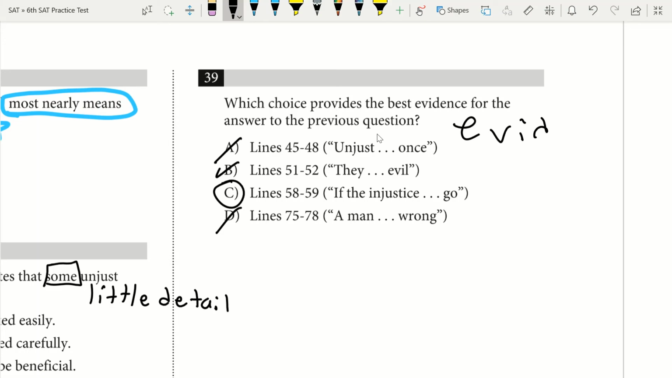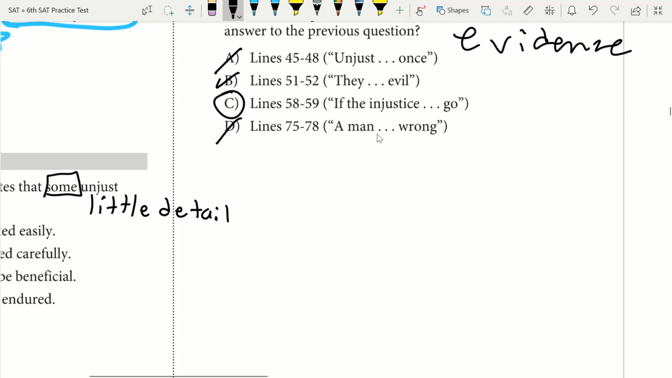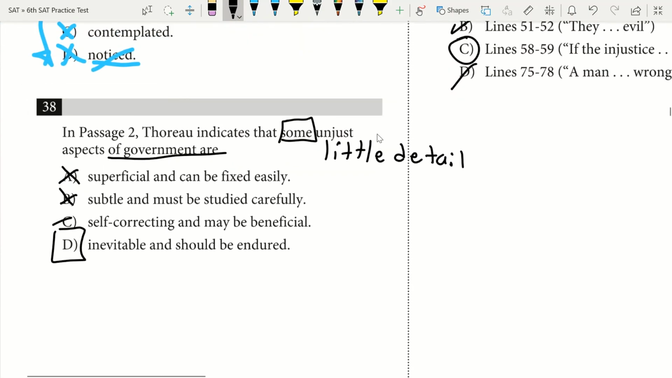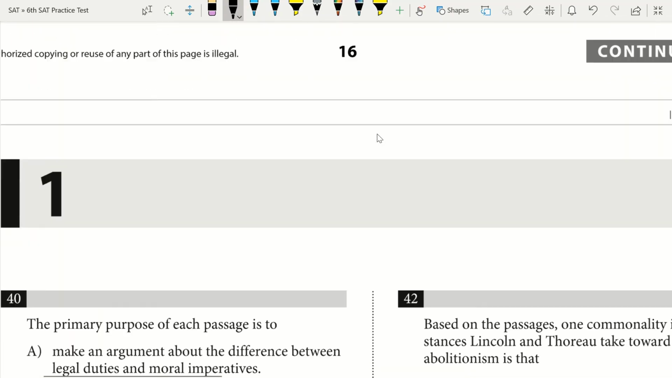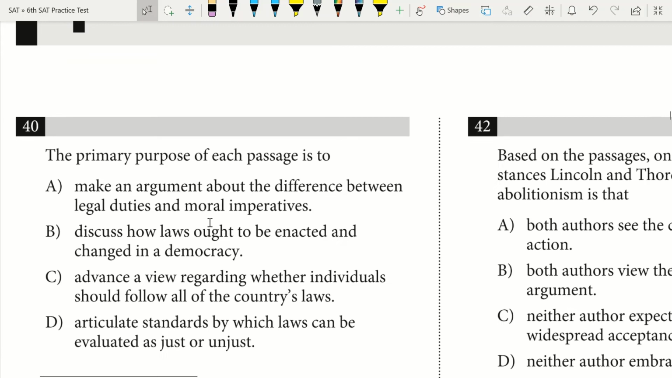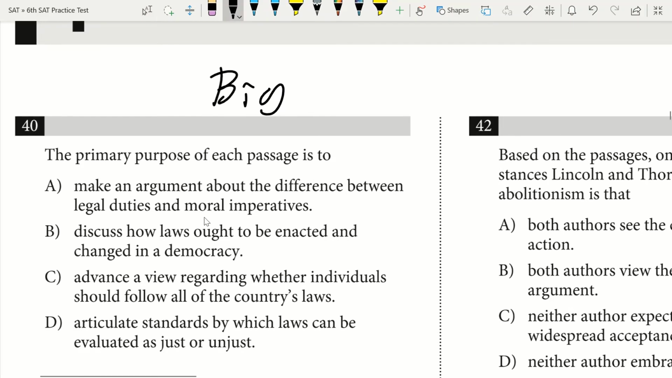Obviously, this is an evidence question. Okay, I'll go ahead and put that there. As far as question type for 38, I already touched on that, a little detail question. As far as question 40, that's going to be way down here. The primary purpose of each passage. All right, this is most definitely a big picture question.